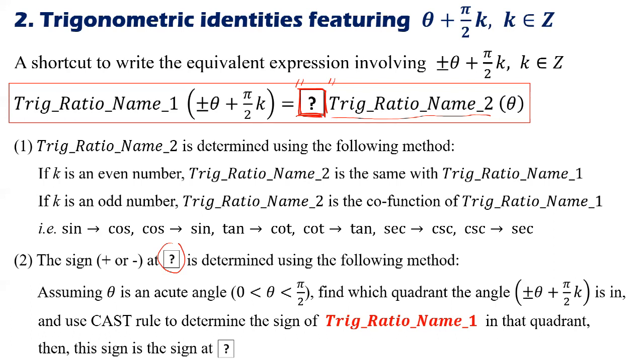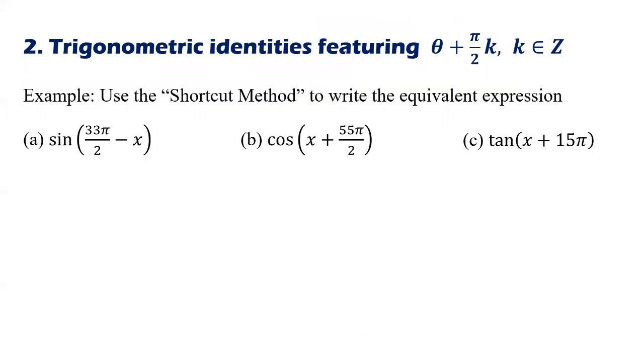Okay, have you finished? Okay, let's do some exercises. For example, use the shortcut method to write the equivalent expression. A, sine of 33 pi over 2 minus x. B, cosine of x plus 55 pi over 2. C, tangent of x plus 15 pi. Okay, I'll give you 3 minutes to think about these questions.